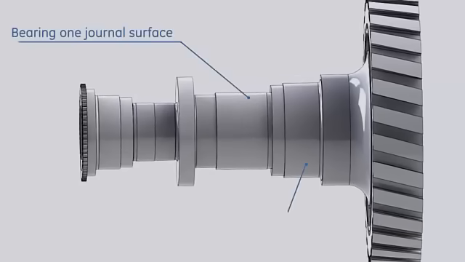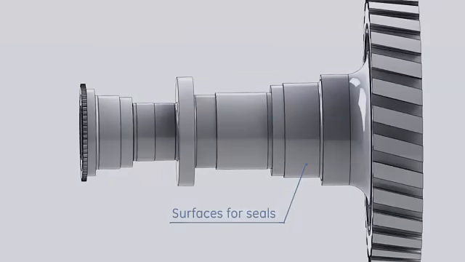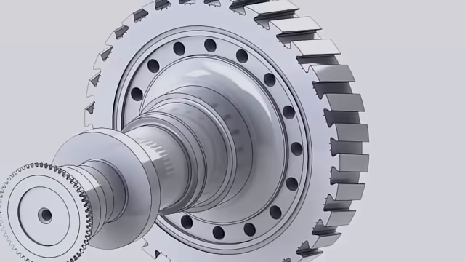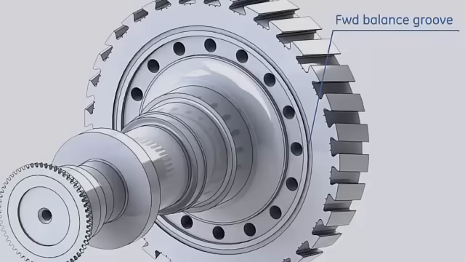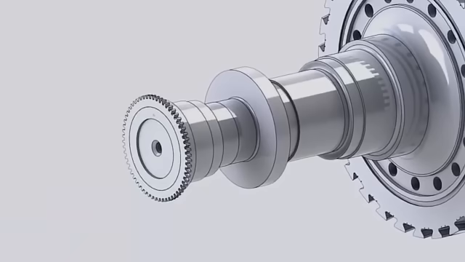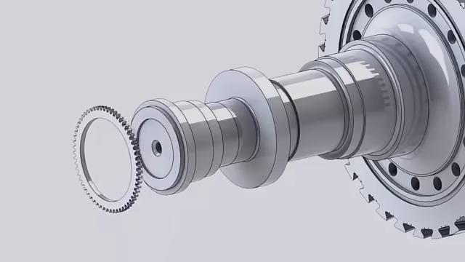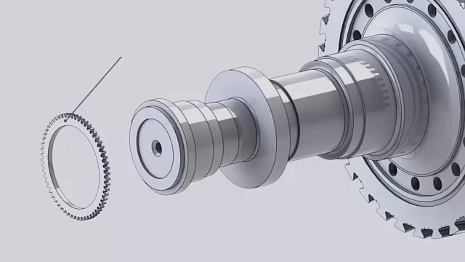Journal surface for bearing number 1 and surfaces for oil and air seals. Forward balancing groove to add balancing weights for vibration control. Forward flange to connect the gas turbine shaft to the auxiliary gearbox. A speed ring with 60 teeth is attached to the forward flange for speed measurements and protection.